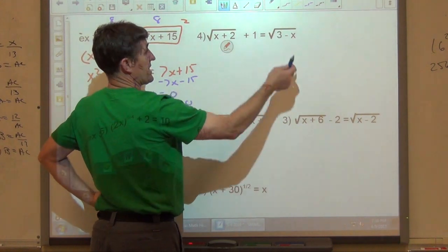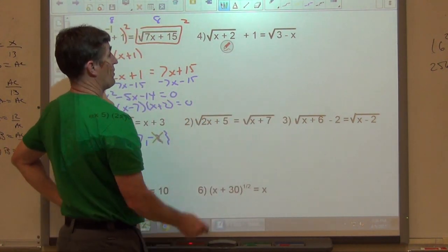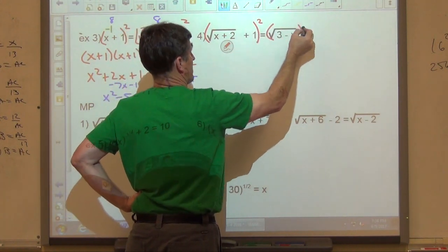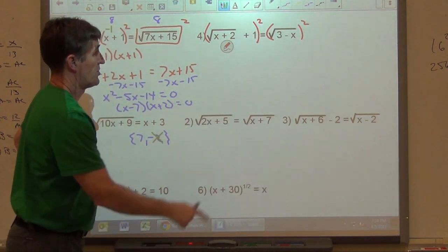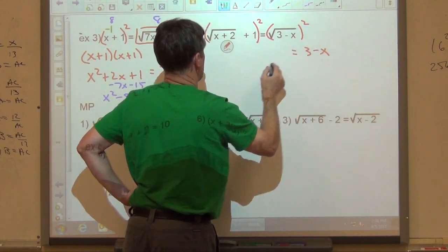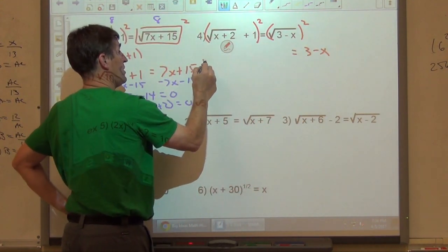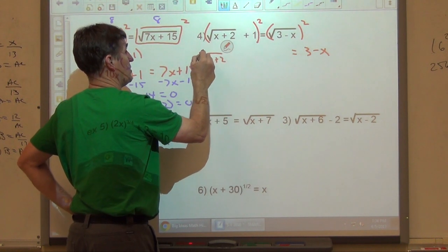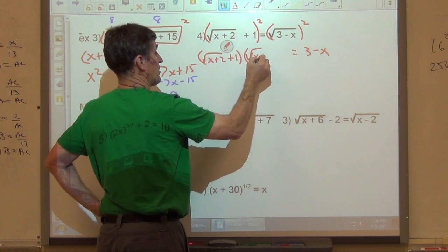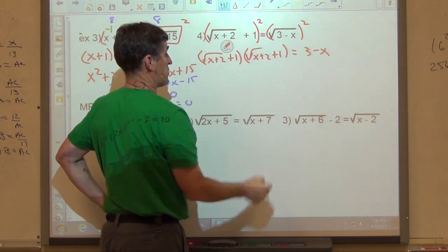Again, we can't isolate the radical by itself. So what we're going to have to do is square this side, so I have to put that whole thing in parentheses and square it. So the right side's easy, that just cancels and it's 3 minus x. But the left side, I have to go the square root of x plus 2 plus 1 times the square root of x plus 2 plus 1.